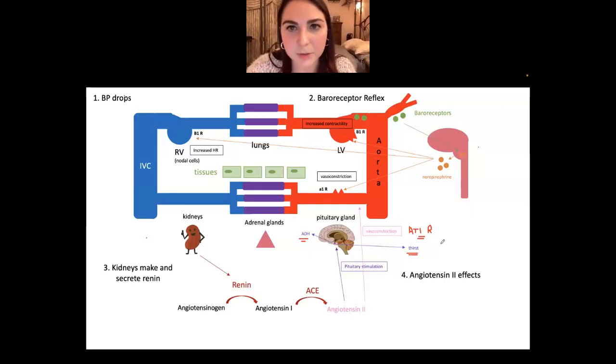Do AT1 receptors use GQ signaling? I don't believe angiotensin 1 receptors are G protein coupled receptors. I don't believe they are, but they act exactly the same way. So you still will get vasoconstriction.